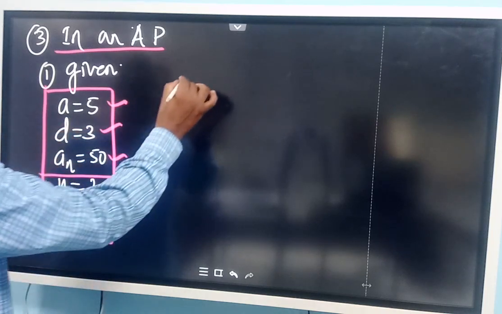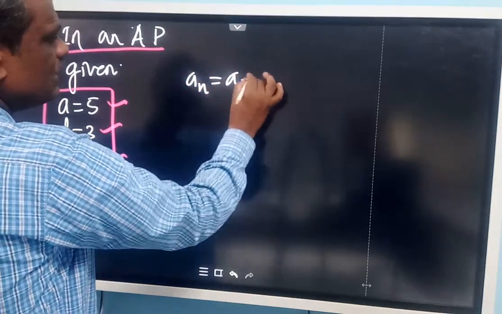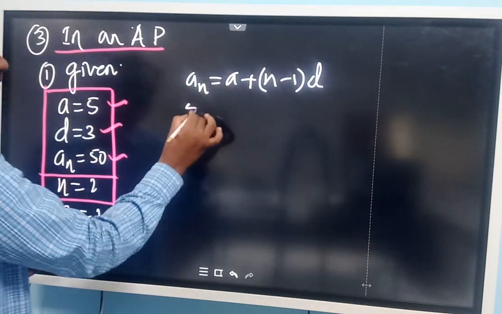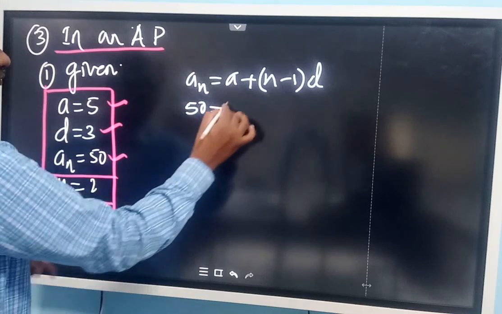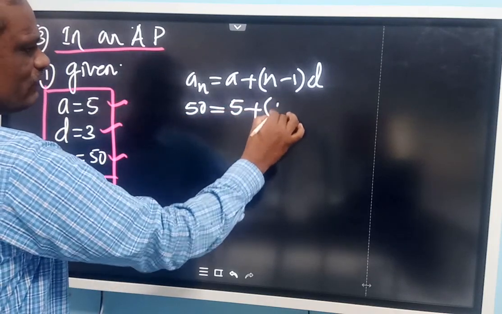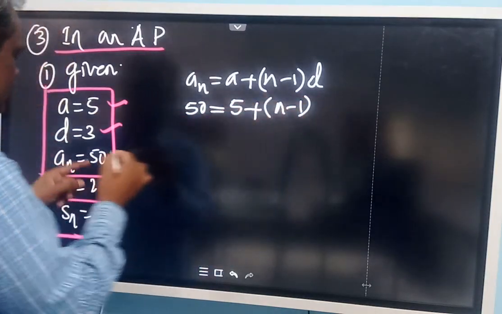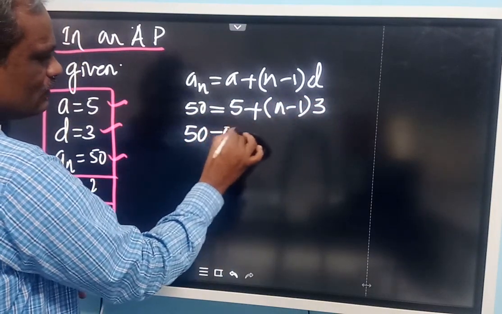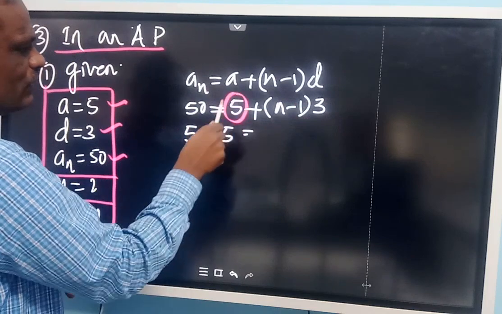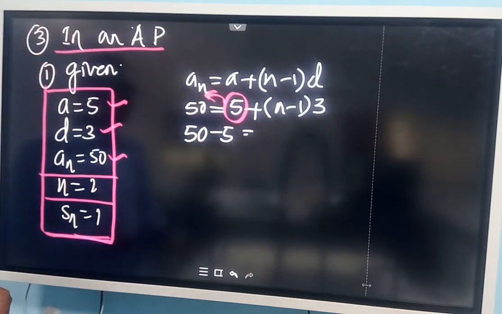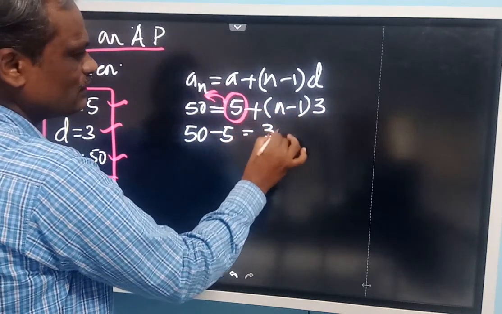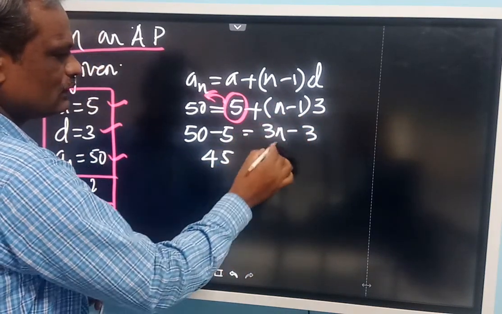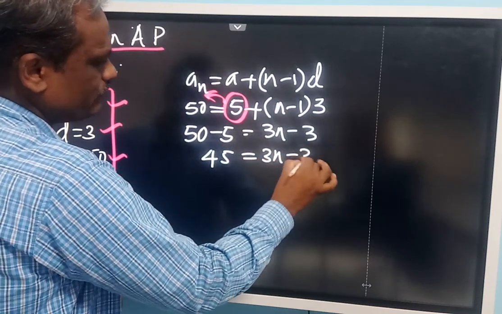Use the formula an is equal to a plus n minus 1 into d to find the value of n. The nth term we have is 50, a is 5, plus n minus 1. We need to calculate the n value, and d here is 3. So 50 minus 5, you have transferred this 5 to the left side. 50 minus 5 is equal to 3 into n minus 1, 3n minus 3. So this is 45 is equal to 3n minus 3.